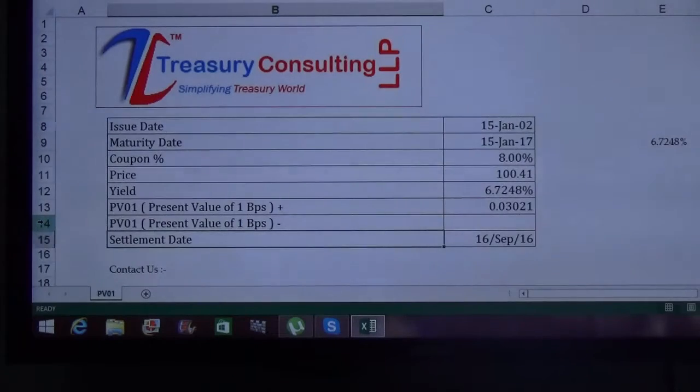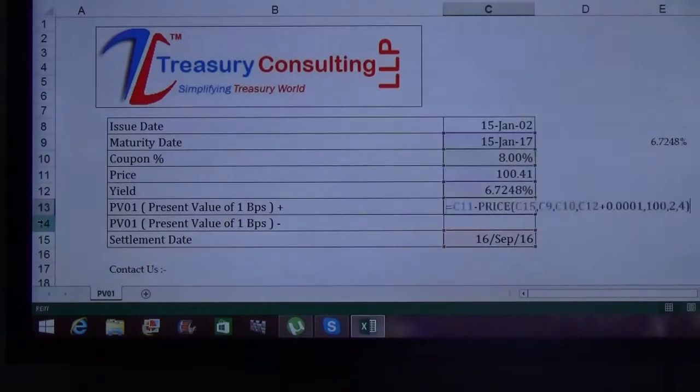Okay, let me calculate the first one, plus. So we did F2. How would you calculate the impact of 1 bips if you are going to increase the yield by 1 basis point? And how would you calculate the fresh price? Of course, the formula is right up front to you. This is how you will calculate the fresh price. Now let me calculate the fresh price for you here as well.